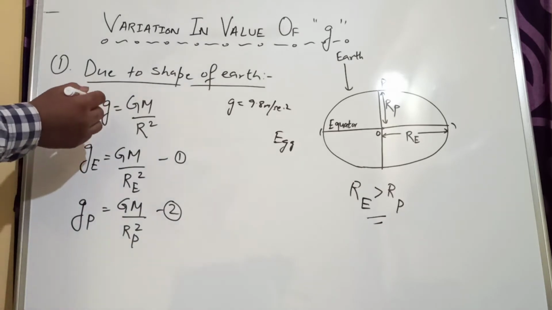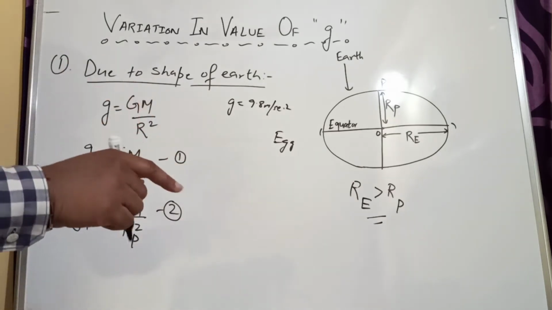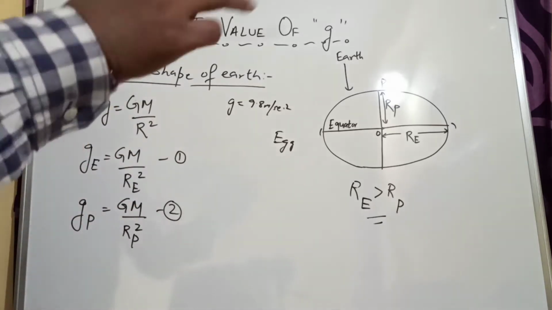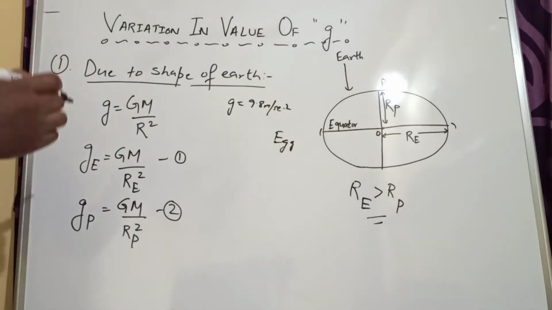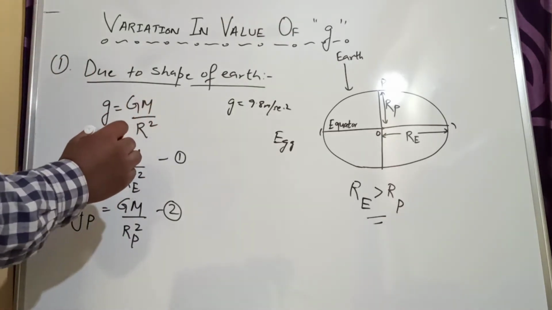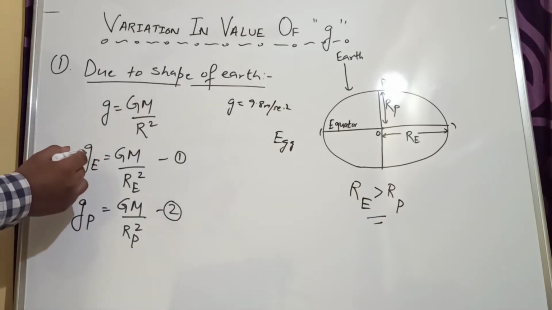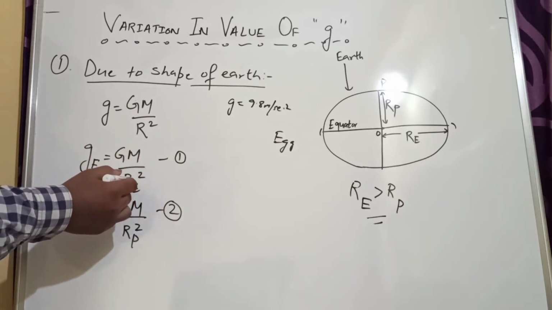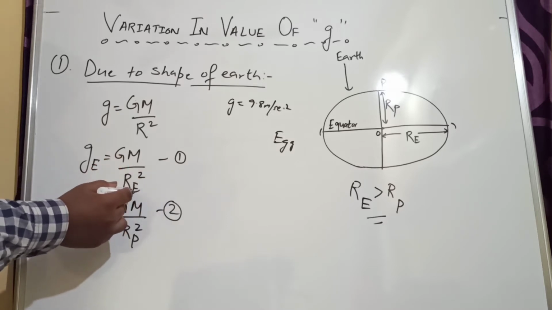Now come to here. g is equal to GM upon r square. This I have already told you in the last video. If you have not watched that video, I will put the link on the left hand side of the video. You can watch that. So g equal to GM upon r square. Now when we calculate the value of g at the equator, the equation will become g subscript e equal to GM upon r square. We will take the radius at the equator position, that is Re.